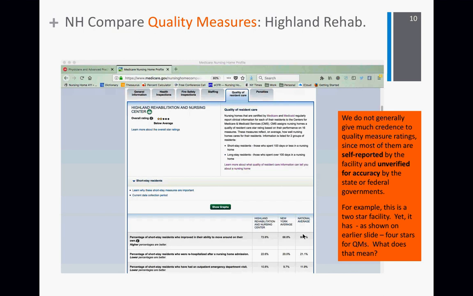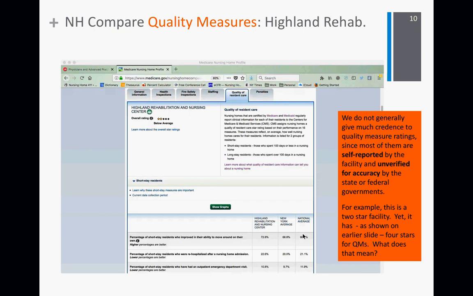Lower percentages are better. You can see this facility actually is a bit higher than the state and the national average. So that is something that is based upon the insurance claims rather than being based on subjective self-reporting. So it's those claims-based data that we and other advocates fought for inclusion in Nursing Home Compare. We're starting to see them included in the past couple of years.